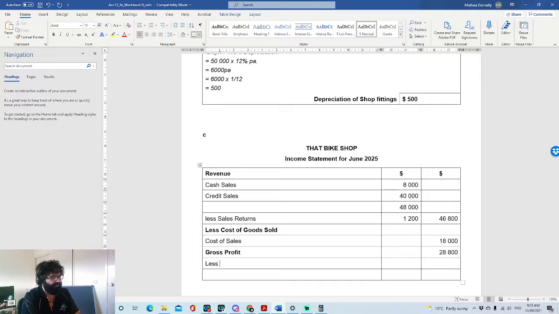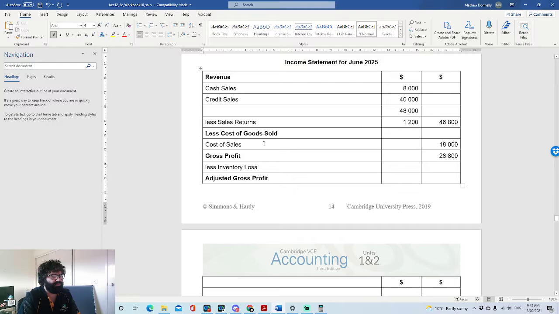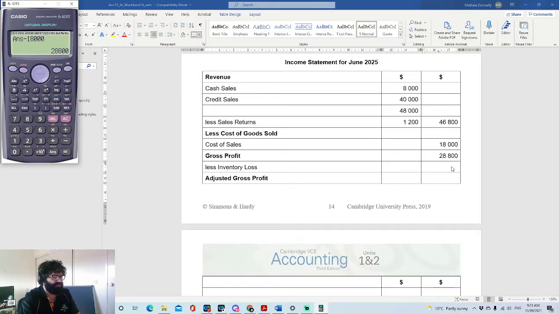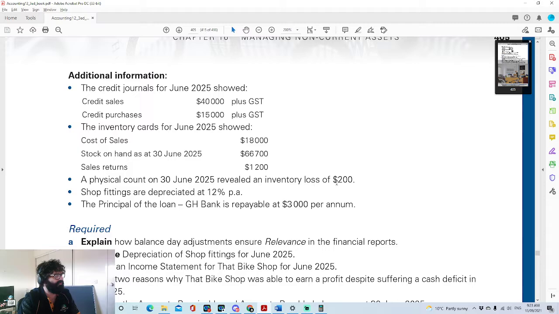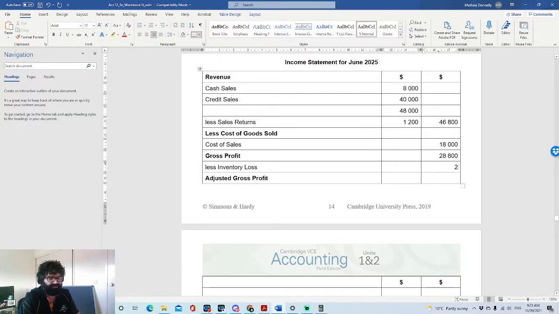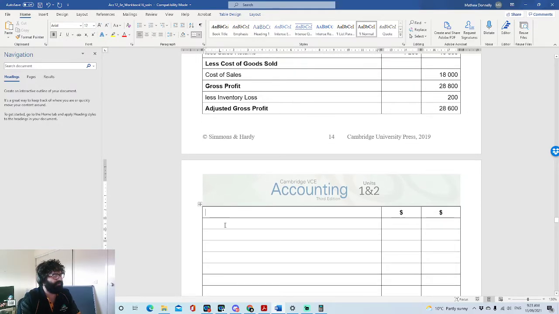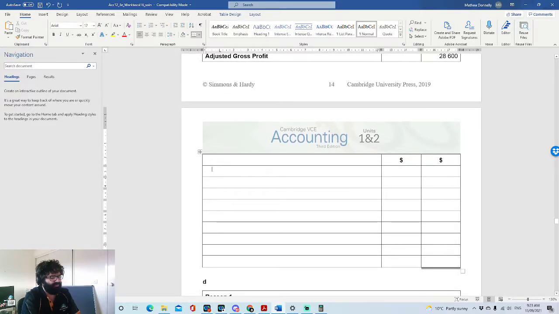And then less inventory loss and adjusted gross profit. So we're just going to plug those numbers straight in. So we go back, we go inventory loss of 200, and our adjusted gross profit becomes 28,600. So that's our starting amount. Now, I'm going to cheat. Normally you would put it down here in the next line, but we've got the space, so why not?